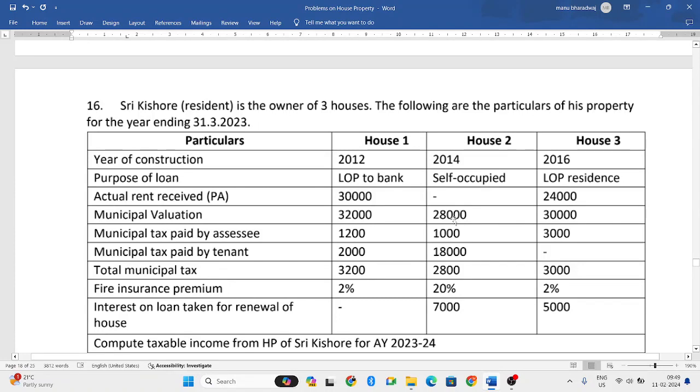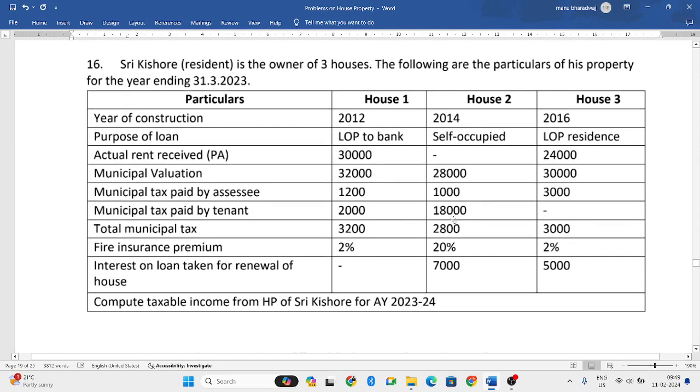In this particular video, I'll solve one more problem related to income from house property. Shri Kishore is a resident and the owner of three houses. So he has three houses. The following are the particulars of his property for the year ending 31st March 2023. So this is the last date of our previous year.